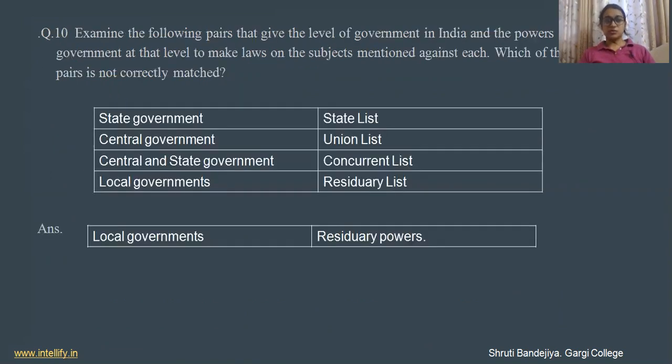Moving on to question number 10. Examine the following pairs that give the level of government in India and the powers of the government at that level to make laws on the subjects mentioned against each. Which of the following pairs is not correctly matched? So we have to take out the odd one out. State government, state list; central government, union list; central and state government, concurrent list; local government, residuary list. So the wrong option here is local government and residuary powers.